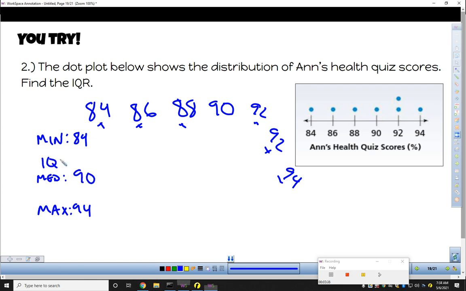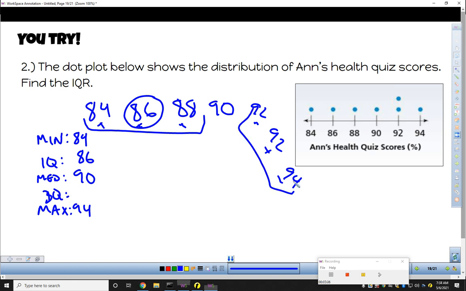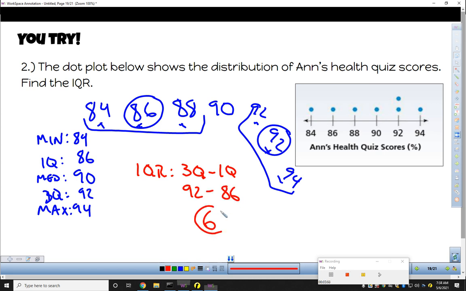Great. That first quartile then is going to be from these 3 numbers. Middle number is 86. That third quartile is going to be from these upper 3 numbers, 92. Okay. IQR, interquartile range, third quartile minus first quartile, middle 50% of the data, 92 minus 86, interquartile range of 6.